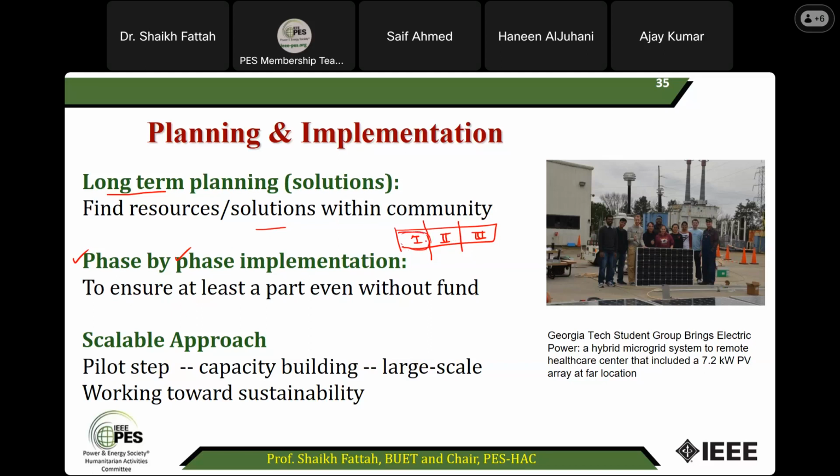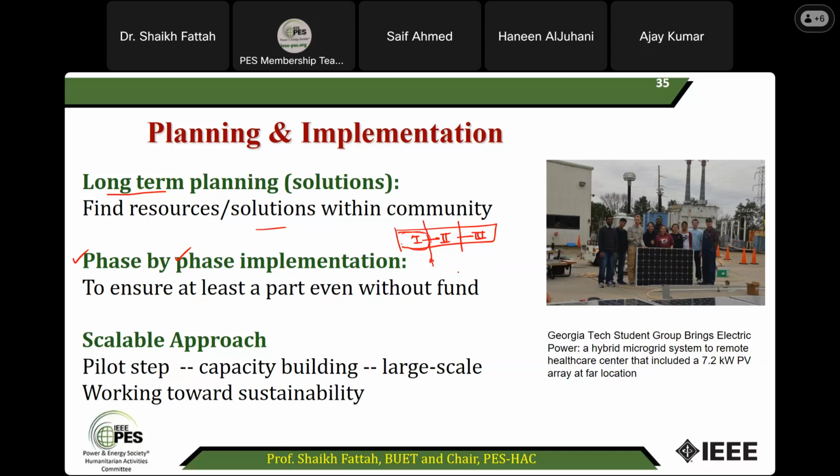Instead, if you do phase one and then phase two depends on this, phase three depends on this, and you can't finish all the phases, then no benefit will be there. Then it will be a big problem, because if for some reasons the project has to stop here, then the output is zero.